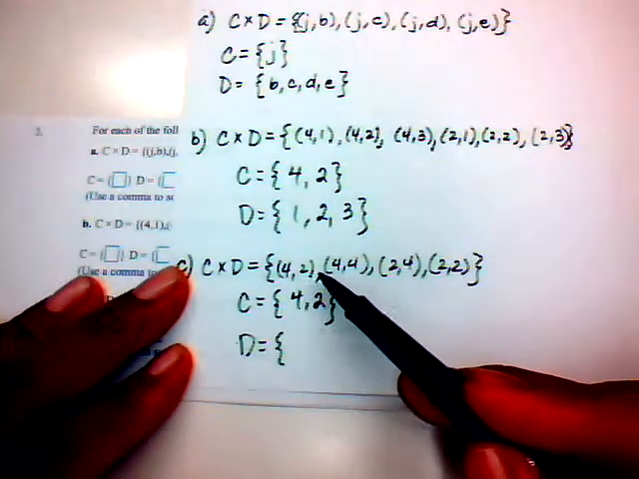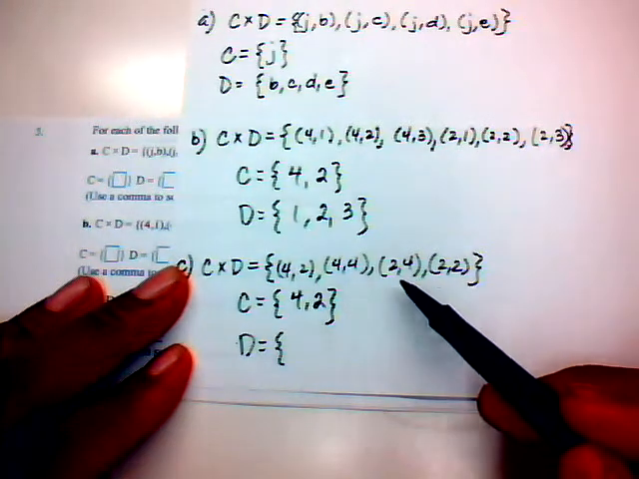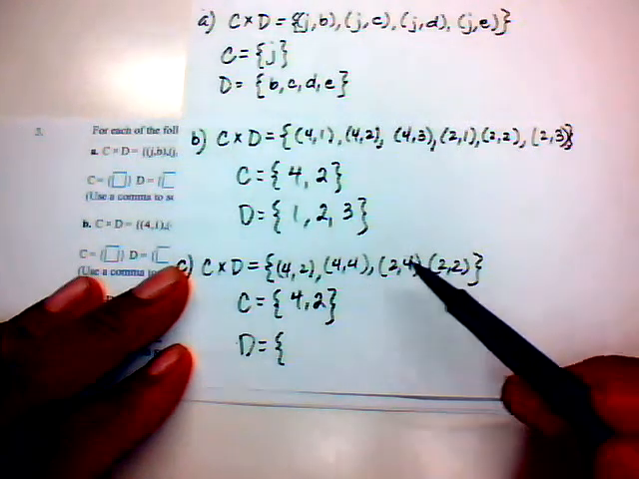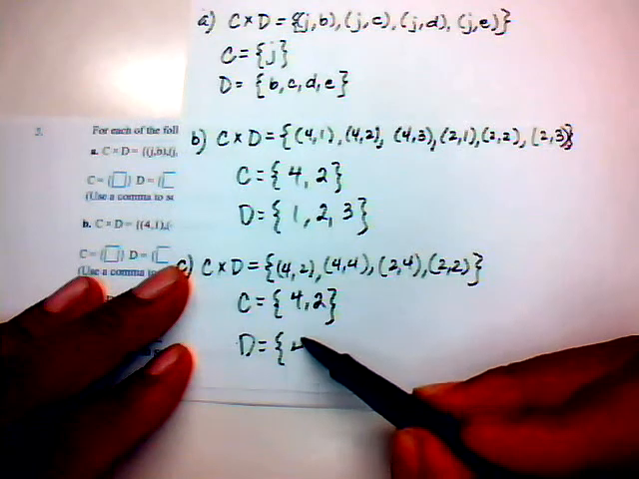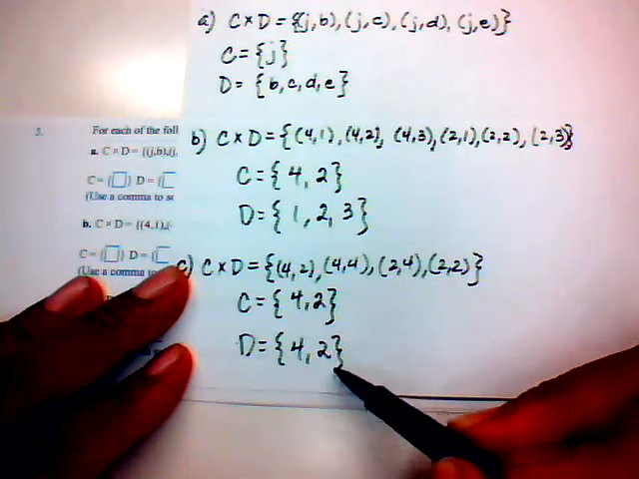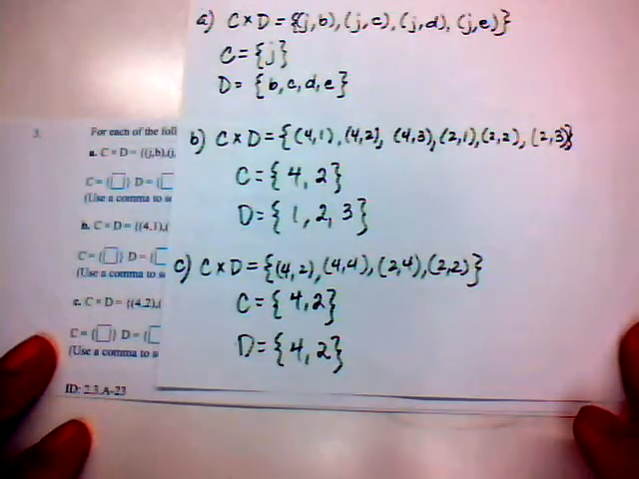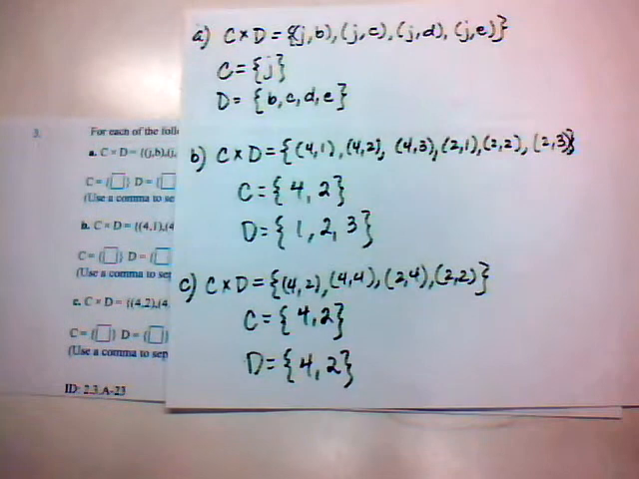And then D has the elements 2, 4. And of course (4, 2), (4, 2), so we can say also 4, 2 as well. So C and D are the sets each with the elements 4, 2. And hopefully this will be enough to assist you with the homework problems in section 2.3.